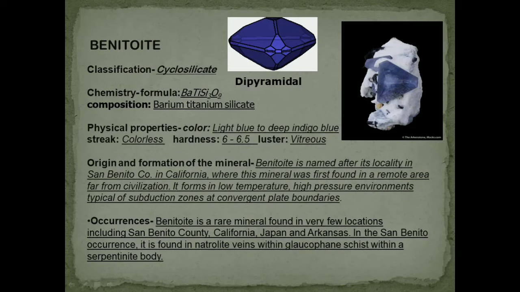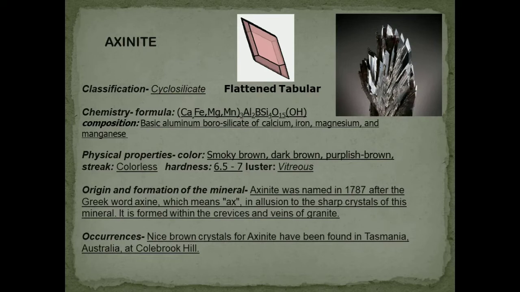Benitoite is named after its locality in San Benito County in California, where this mineral was first found in a remote area far from civilization. It forms in a low temperature, high pressure environment, typically a subduction zone at convergent plate boundaries. And the second mineral is axinite.